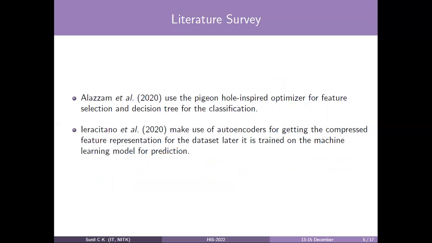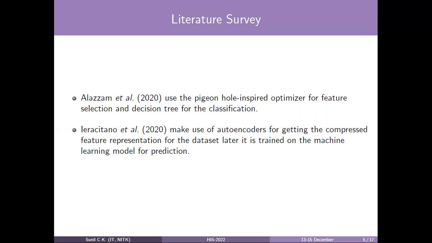In the last paper, they have used autoencoders for getting the compressed feature representation of the dataset, and then they have trained different machine learning models on it for prediction purposes.